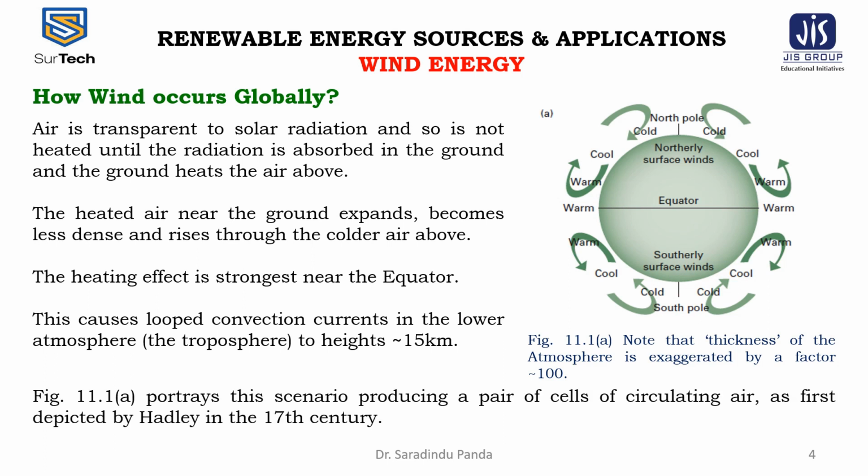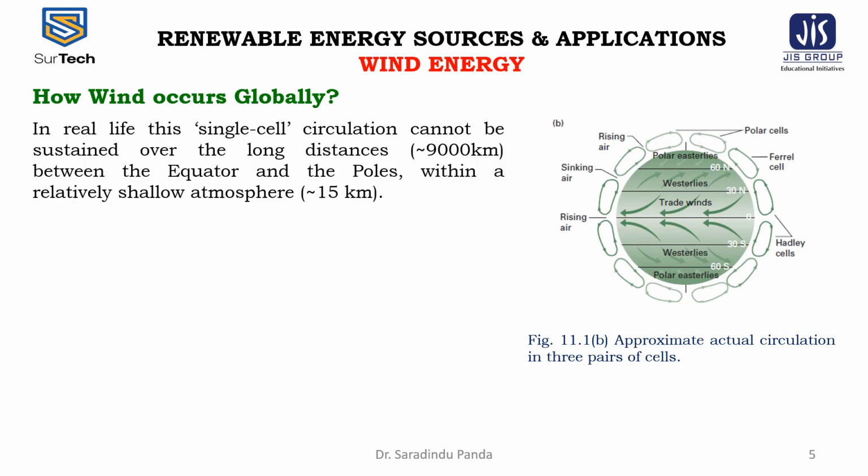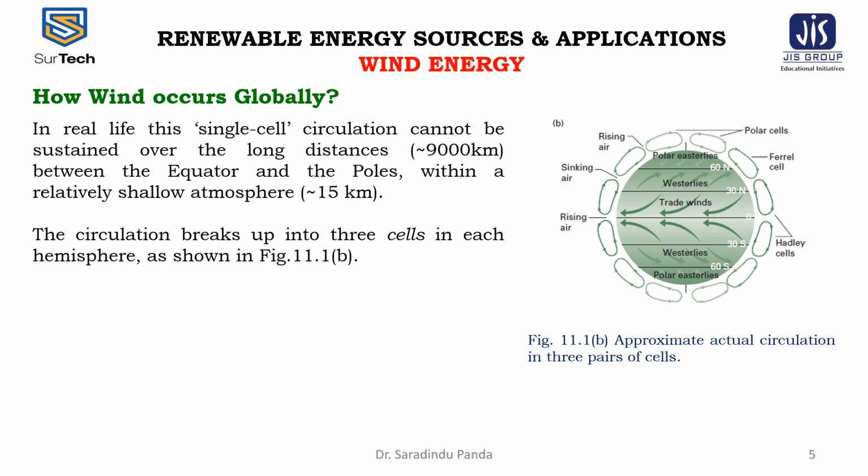The figure portrays this scenario, producing a pair of cells of circulating air, as first depicted by Hadley in the 17th century. Now, in real life, this single cell circulation cannot be sustained over the long distance, approximately 9,000 km between the equator and the poles, within a relatively shallow atmosphere, approximately 15 km. The circulation breaks up into three cells in each hemisphere, as shown in figure 11.1b.